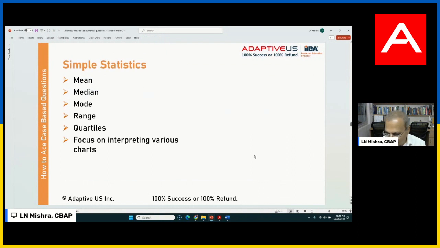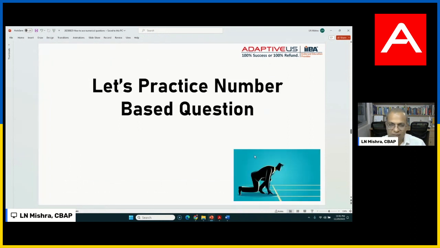Mean is add the numbers, divide by the number of units that you are counting. Median is the mid value, if you order them together. Mode is the most frequently repeating number. Range is the highest value minus the lowest value. So those kinds of things you can compute. Not very complicated. So now let's try doing one or two practice questions based on this.